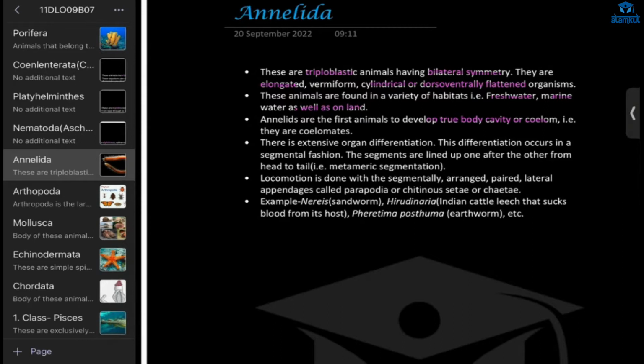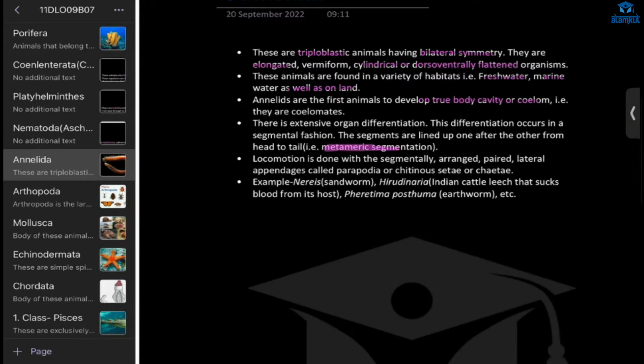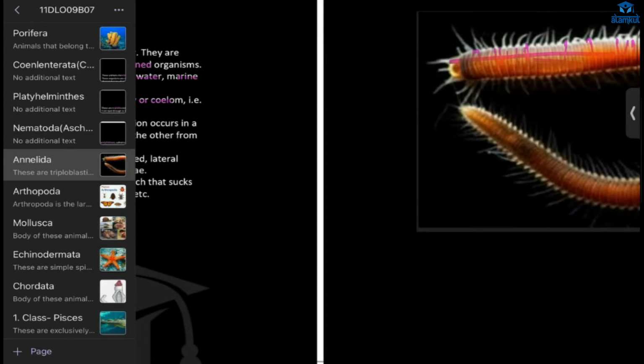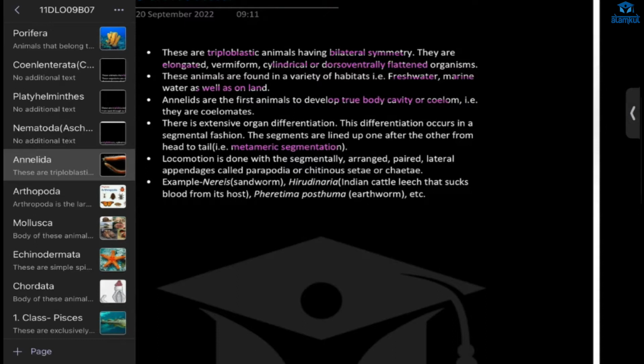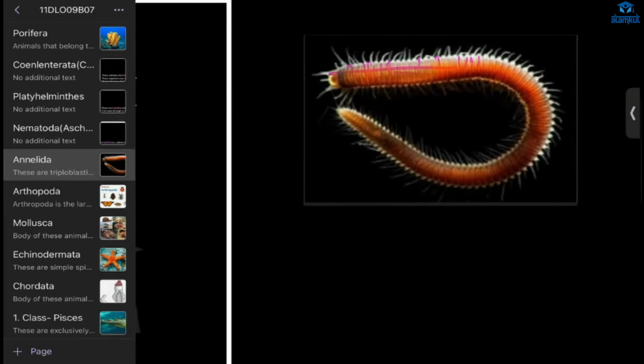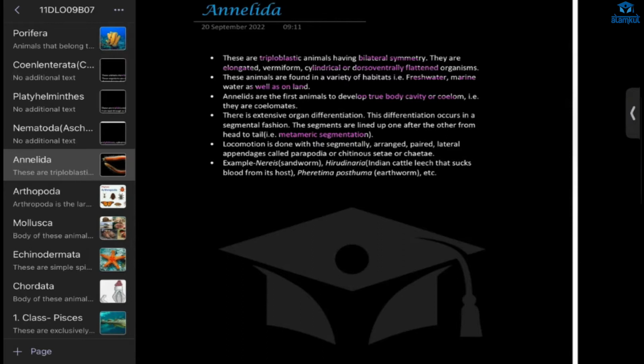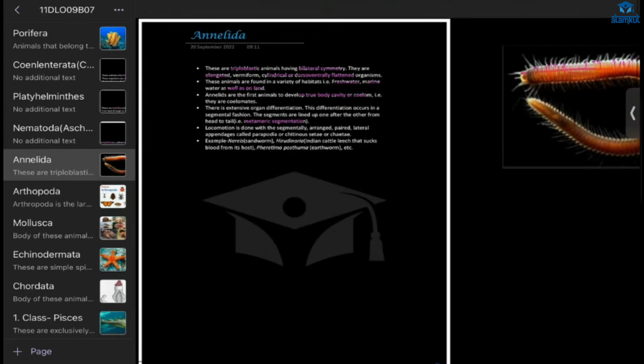Yeah, that's the difference between nematodes and Annelida. And what do we have here? Segments. This is called metameric segmentation. So many segments. This is called metameric segmentation. Okay. And locomotion, how is it done? It is done by the parapodia. These appendages, right? By these only they do their motion. Okay. Example, what? Nereis. Then earthworm will also come under this category. Okay. Annelida.